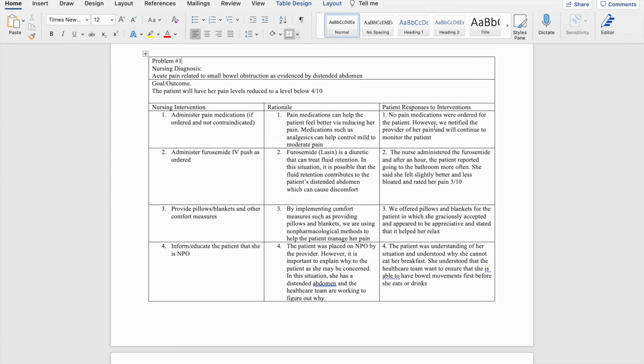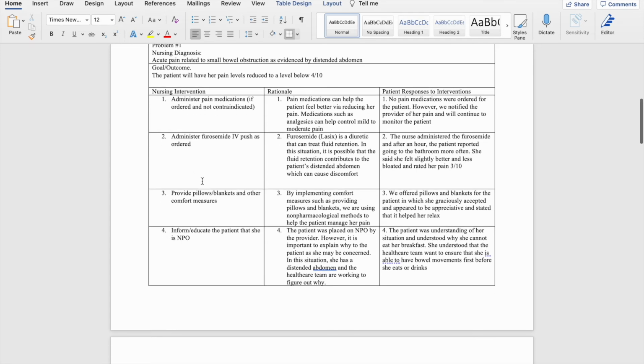As we see here, there were no medications ordered for the patient, but we notified the provider of her pain and will continue to monitor the patient. So we initially planned to administer pain medications, but there were none ordered, so we had to consult with the provider. And essentially, we just kept doing various nursing interventions that we think are going to help the patient in dealing with her pain. As we see, we have multiple nursing interventions here, and we have the rationale and the patient response to these interventions. And essentially, it's the same format throughout this concept map.